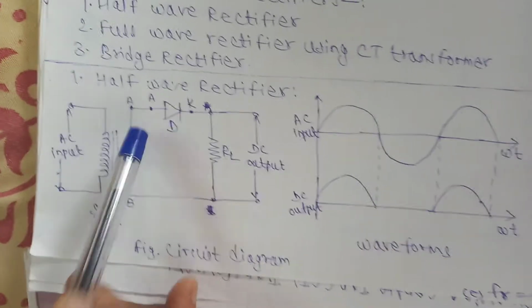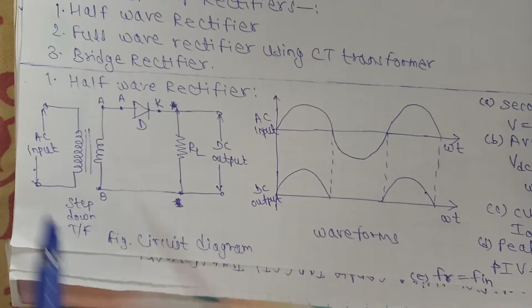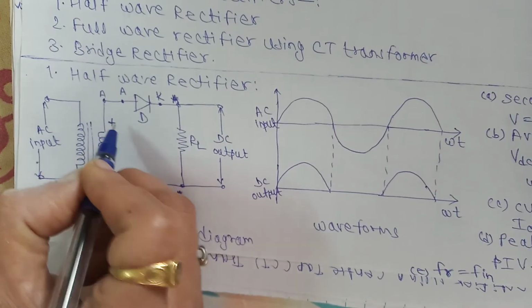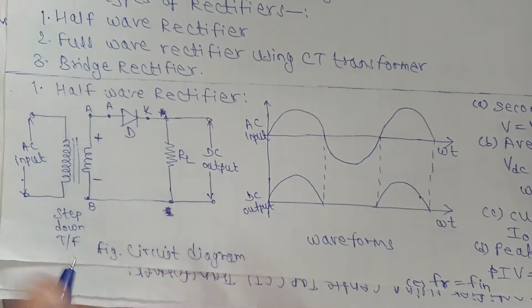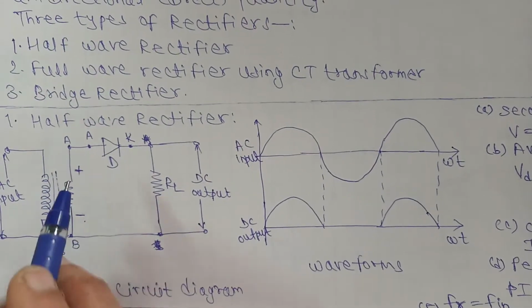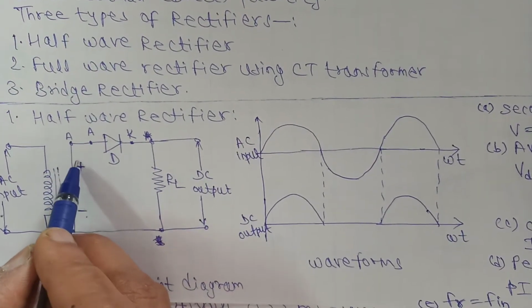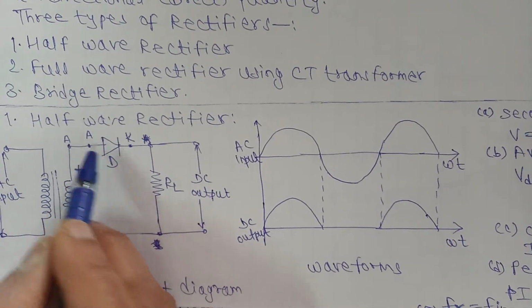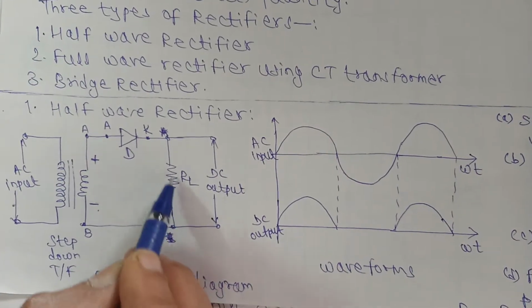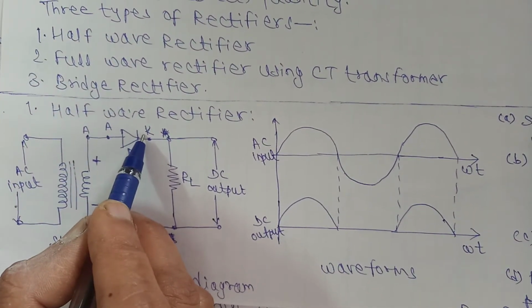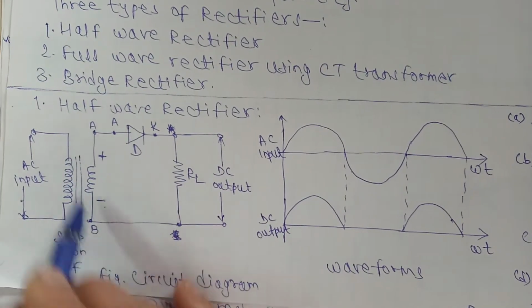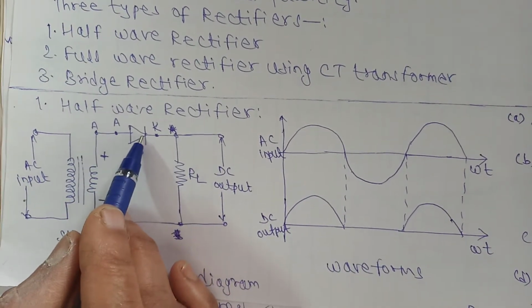When the positive half cycle is there, we can see that the secondary voltage will be positive here with respect to negative. That means the secondary voltage we are getting across the secondary here. In this case, this positive point is connected to the anode of the diode and the negative terminal is connected through RL to the cathode. In 11th standard you have studied the PN junction diode. So this shows the forward biasing of the diode.